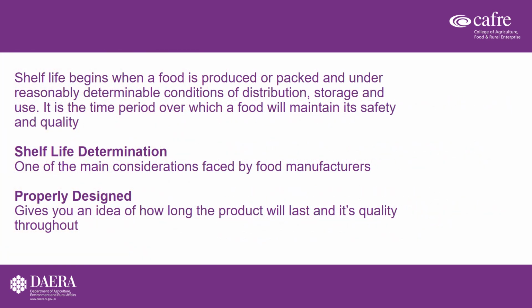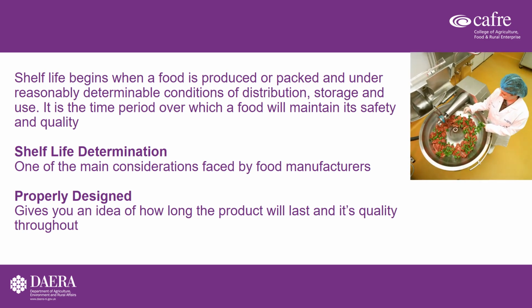A product shelf life begins from the time a food is manufactured or prepared, and it's the time period over which a food will maintain its safety and quality. The length of a food product shelf life will depend on many factors, including the quality of the ingredients, the manufacturing process, the type of packaging used, and how the food is stored, and we'll look at some of these in more detail later in the presentation.